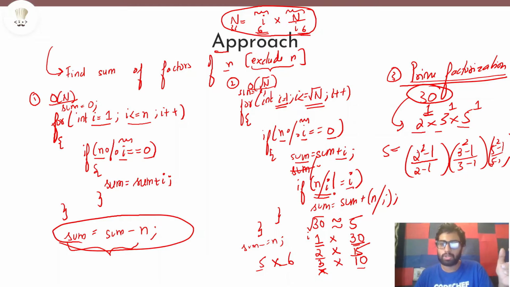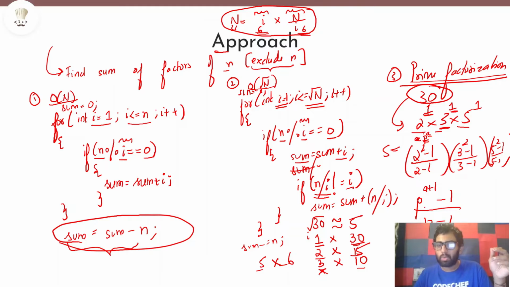So it was 2 power 1. So this became 2 power 2, minus 1 by 2 minus 1. So normally, let's say you have p power a, where p is a prime number and a is the power to which the prime number is raised in the prime factorization. This approach is nothing but p power a plus 1 minus 1 by p minus 1. You'll multiply the products in this format. So p is a prime number and a is a power. So in this case 3 is a prime number and 1 is a power.